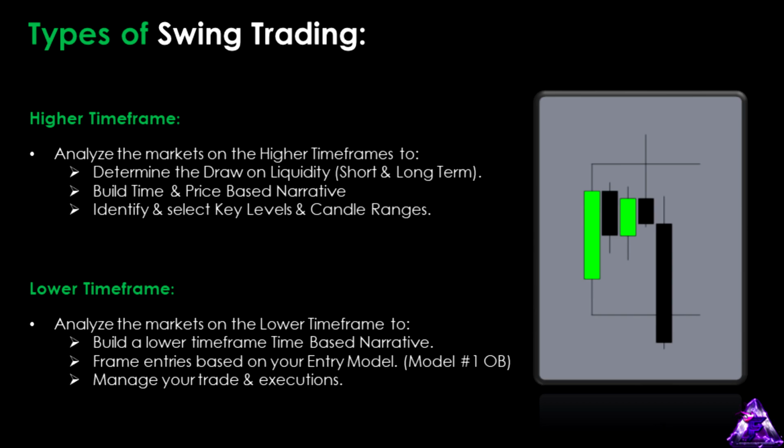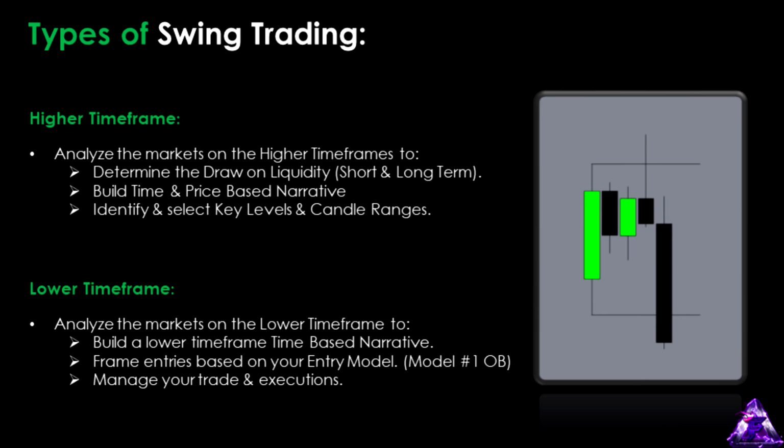In this step, you are analyzing how price behaves and using that to guide your trades. The higher timeframes also help identify and select key levels and candle ranges. For the classic swing model, key levels and candle ranges, CRT, are selected on the monthly timeframe. For the one-shot, one-kill model, you'll focus on key levels and candle ranges on the respective daily and weekly charts.